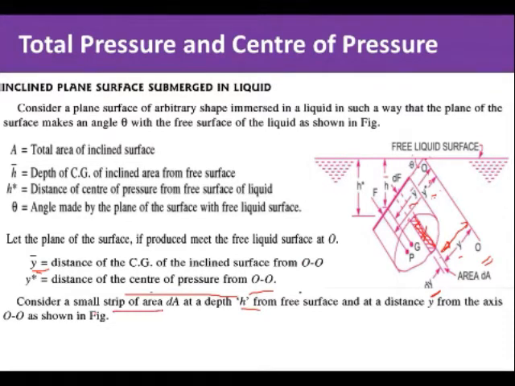After that, we will consider a small strip of area dA at a depth small h. That means this depth is small h, and in the auxiliary view, its distance from axis OO is y. And its area is dA, the area of the strip.